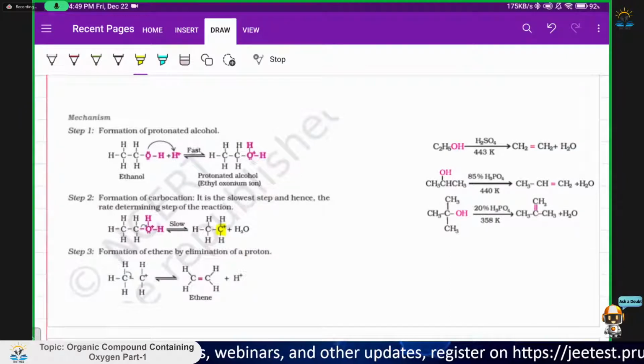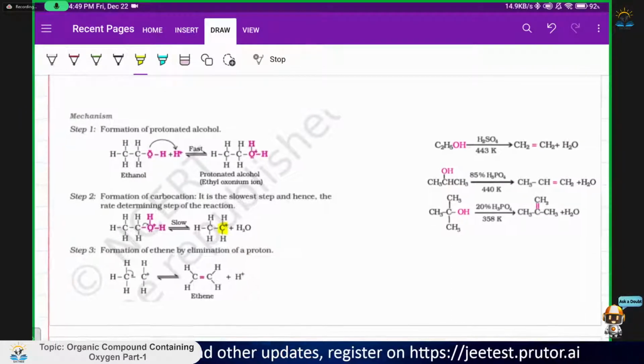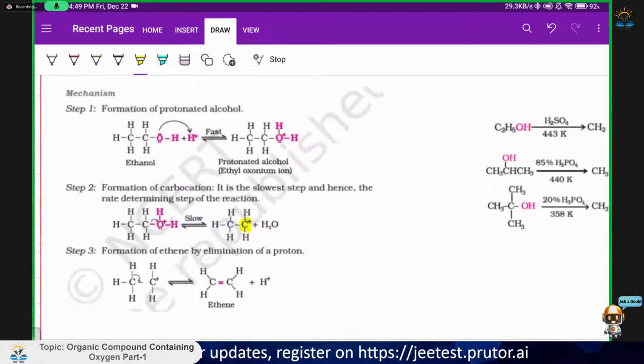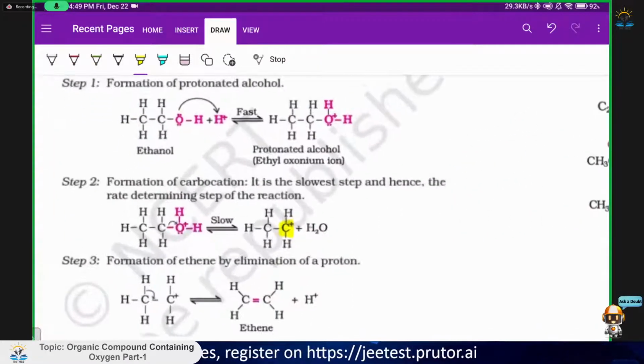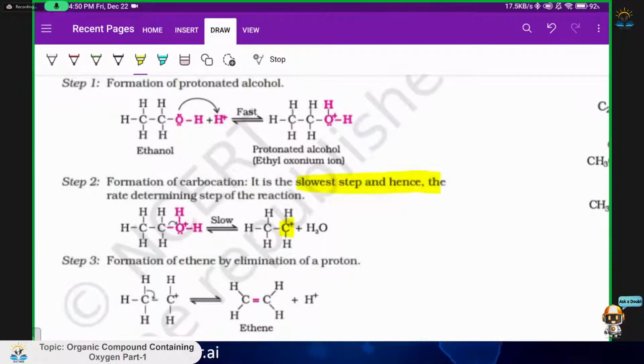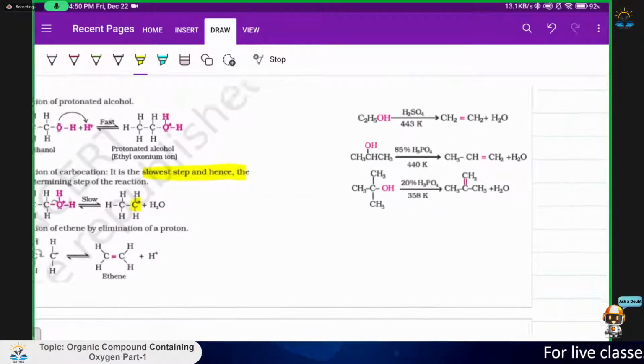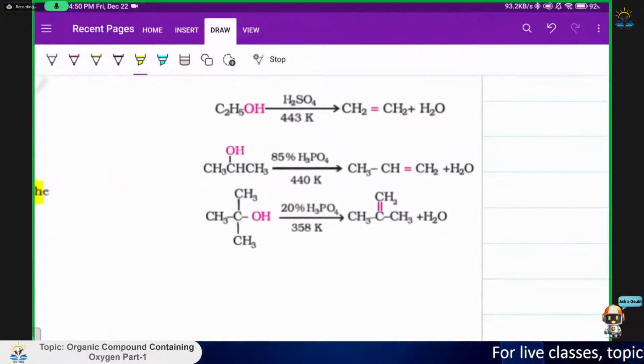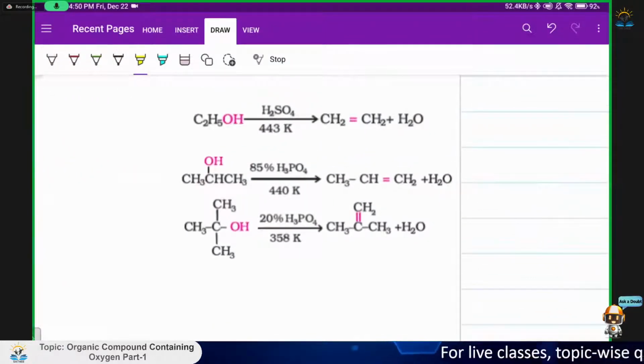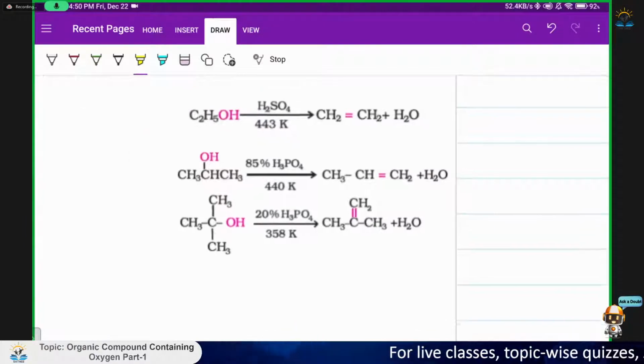So we have the mechanism here. And we can see why tertiary reacts the most: the process involves the formation of a carbocation here. So it is a slow step. In tertiary alcohols, this carbocation will be stabilized the best. So we can see how tertiary is the most reactive towards this reaction.